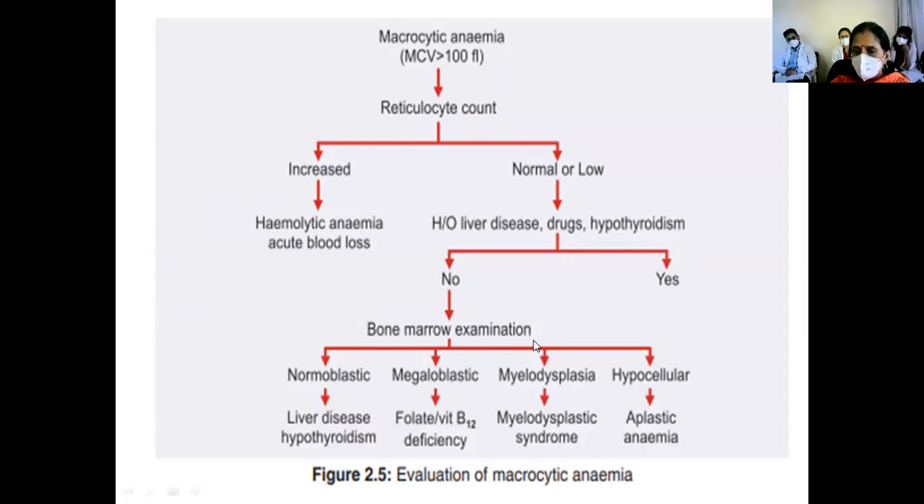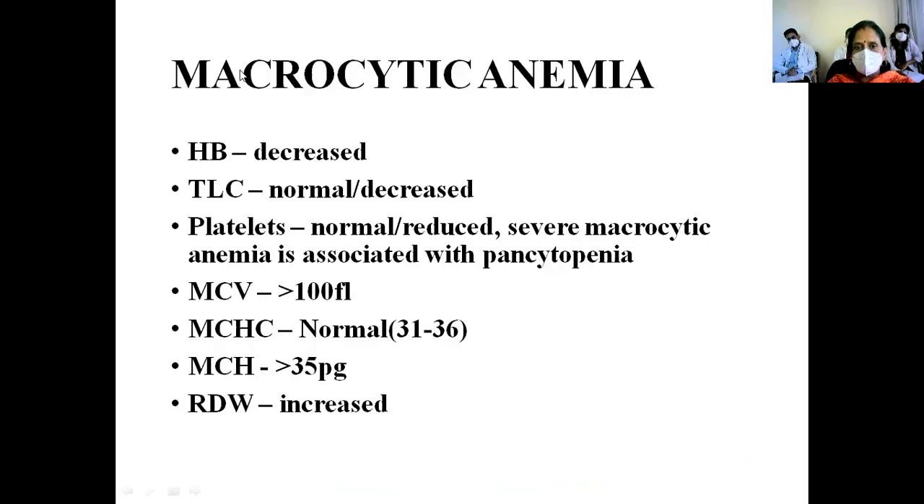When we look at the bone marrow aspiration and biopsy, if it is normoblastic, then think of liver disease or hypothyroidism. If the bone marrow shows megaloblasts, the larger cells, then it could be folate or B12 deficiency or myelodysplasia. It has typical features in the bone marrow. I won't deal with this. If hypocellular, with no cellularity, then bone marrow function is impaired: aplastic or hypoplastic anemia.